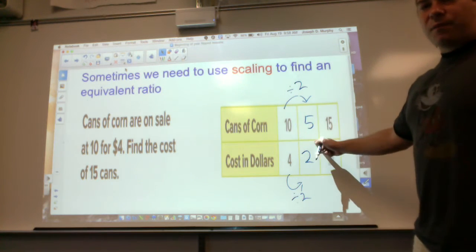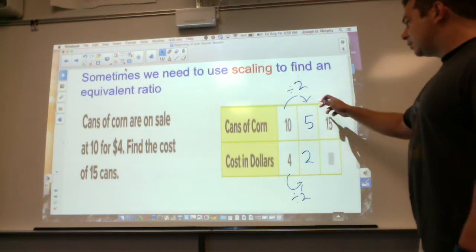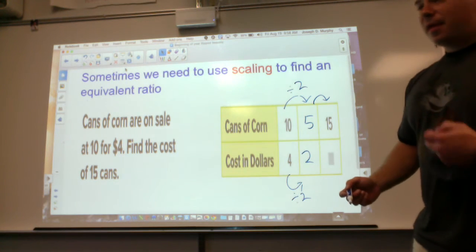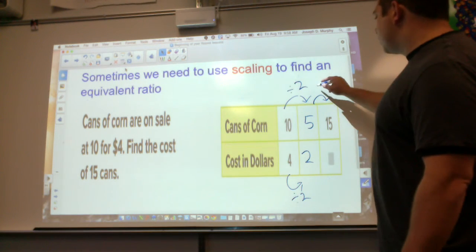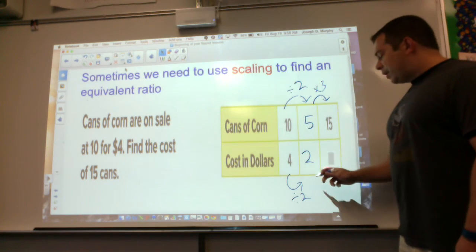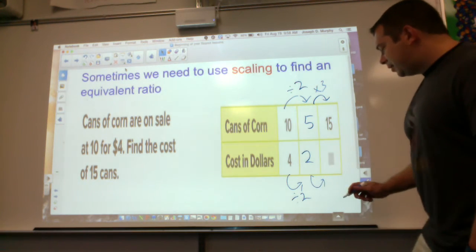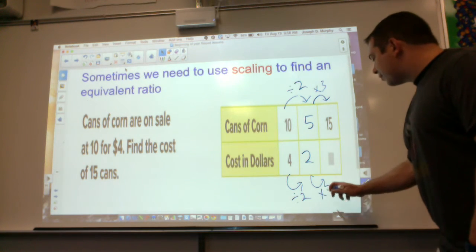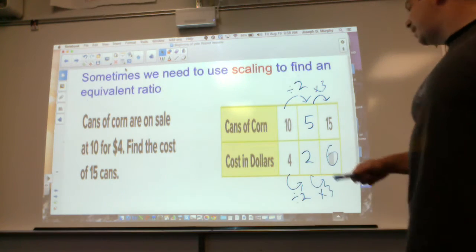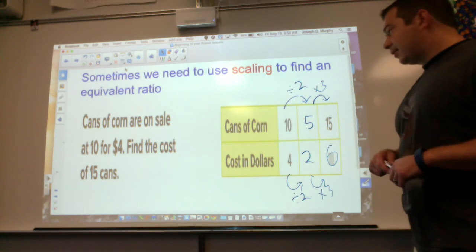Now, how could I go from 5 to 15? So I divided the first time. This time I'm actually going to multiply by 3. So I'm going to multiply by 3, and 5 times 3 does equal 15. So whatever I do up there, I got to do down here. 2 times 3 equals 6. So 15 cans of corn would cost $6.